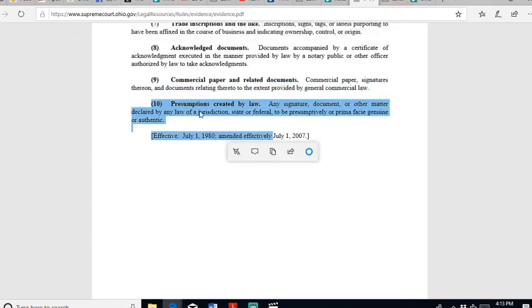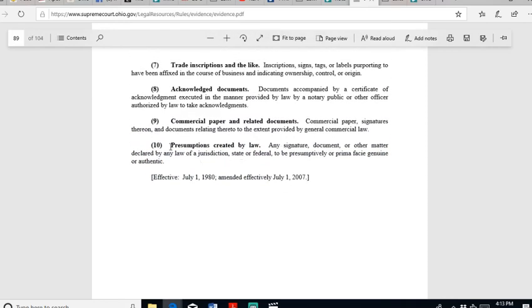Now listen to this. Presumption created by law. Any signature, document, or other matter declared by law of a jurisdiction, state or federal, to be presumptively or prima facie genuine or authentic. Do you hear me on this? So you got to understand, this is how they get presumption. This is why you got to have your own documents. You create your own contracts. You privatize everything, and you make sure that everything has certain agreements, like confidentiality agreements, and all of these other things that are necessary, so people don't have jurisdiction to do all that other stuff, so they can't come in and strip you of your private rights.